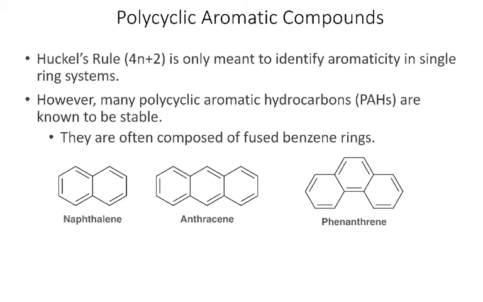All right, the last type of aromatic compounds that we want to consider are called polycyclic aromatic compounds. Now, Hückel's rule is only intended to identify aromaticity in single ring systems. However, many polycyclic aromatic hydrocarbons, you'll often see this abbreviation PAHs, are known to exist and they're known to be aromatic. So if Hückel's rule doesn't work, how can we potentially identify these? Well, they're very often composed of fused benzene rings. So naphthalene is a common example. Anthracene, also fairly common. And then we have phenanthrene here. So anytime you see fused benzene rings, there's a pretty good chance that that compound is going to be aromatic.